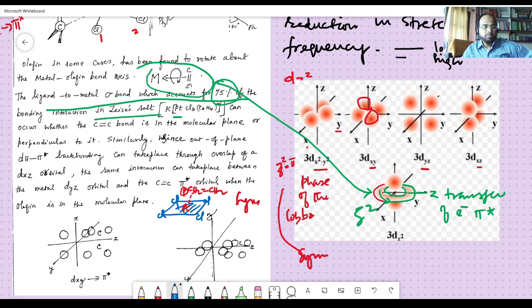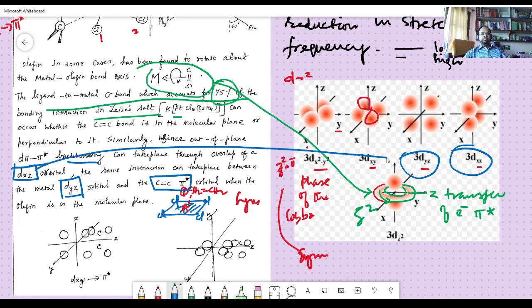Similarly, since out of the plane d pi to pi star antibonding back bonding can take place through overlap of a Z etc. The same interaction can take place between a metal dyz and C double bond C pi. So it is telling you to look into the dxz and dyz orbitals. I have told you that dxz is here and dyz is here. Sorry, this is dxy, this is dxz.